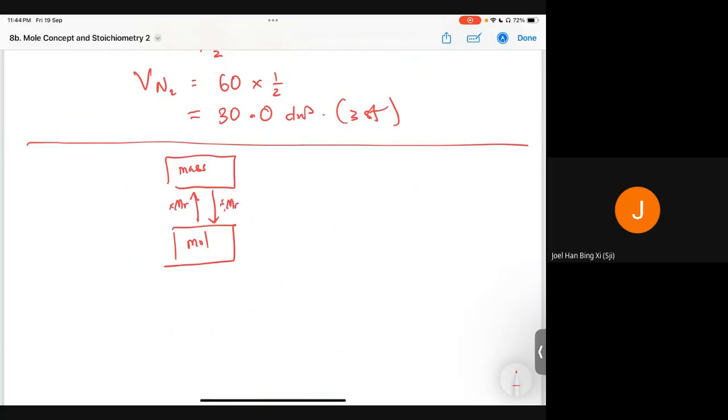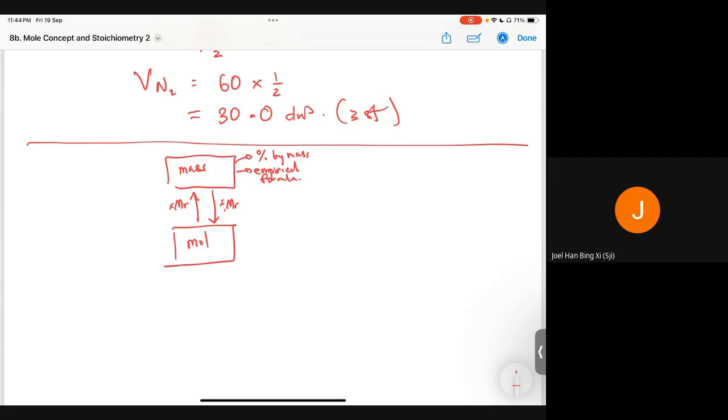Now, in this part here, when you first learned, you realize under mass, you actually covered a few things. You covered percentage by mass. You also covered empirical formula. So while doing this whole interconversion between mass and mole, you need to also learn about percentage by mass and empirical formula. So that's something you need to cover.